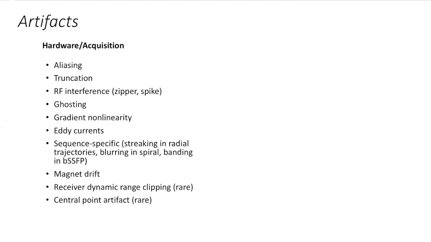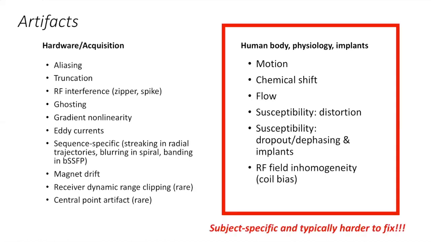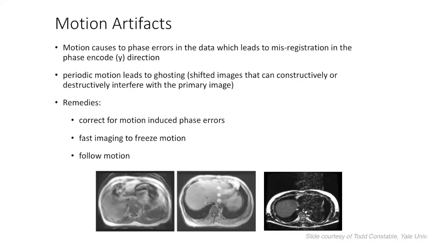And so I covered a lot of the hardware acquisition artifacts. Some that I didn't cover are receiver dynamic range and central point artifact. Again, if you're interested, take a look at mriquestions.com, and they'll have information on that. And now I just want to cover some of the artifacts that you get in a subject-specific manner, with the human body present and the interactions that are there.